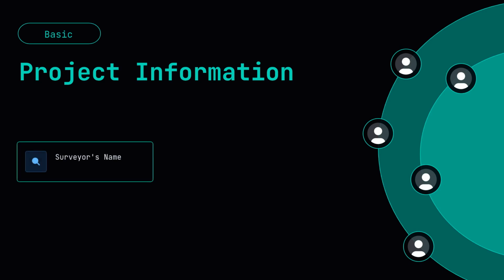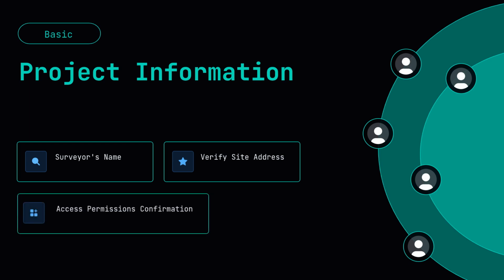Start with the project's basic information: name, location, and date. Ensure the surveyor's name is recorded accurately. Verify the site address and confirm access permissions. This checklist is crucial for accurate site details. It sets the stage for effective route assessments.